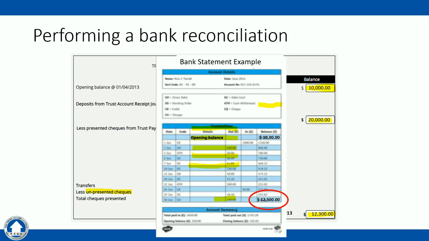So we would have a look at our trust account bank statement and compare the two balance amounts to see, are they identical. If they're not identical, we would need to go through each of the transactions to find out where it is that we've gone wrong or what the amounts are that are not marrying up to work out where the discrepancy lies and correct it.